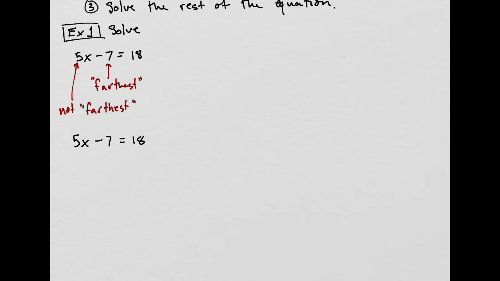All right, here we go. So this 7, it's a minus 7. So I'm going to add 7 to both sides. And negative 7, or minus 7 plus 7, goes away. I'm left with 5x on this side equals 25. Okay. Then it's a one-step equation.